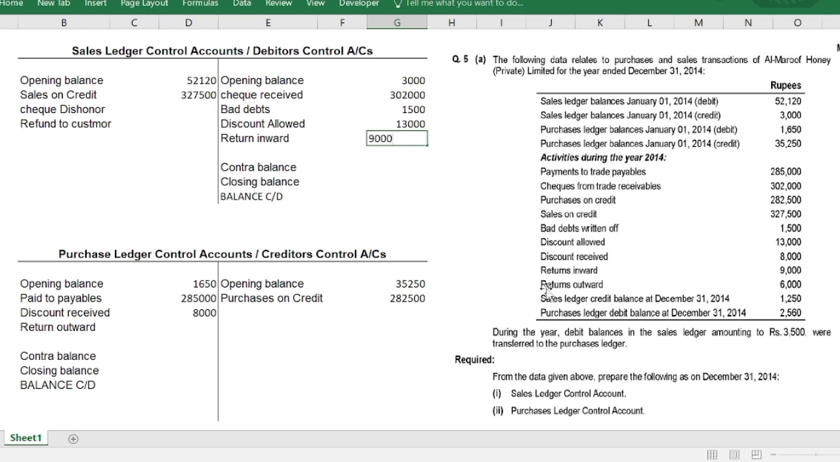The next transaction is return outward. Purchases return and return outward have the same meaning. In some questions, the word purchases return is used in place of return outward. So what is the effect of return outward transactions?